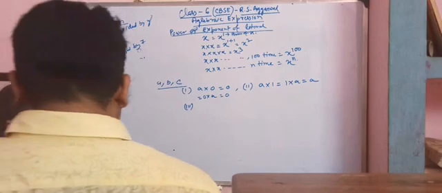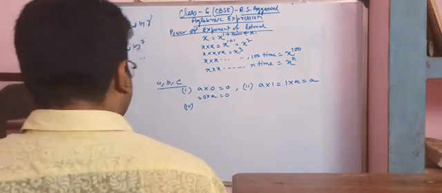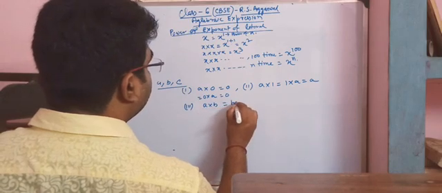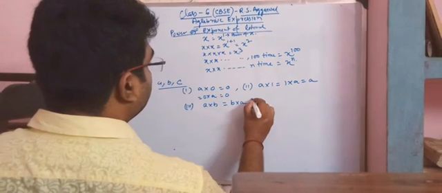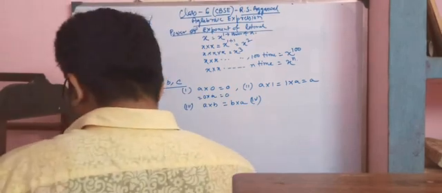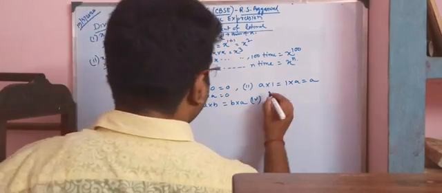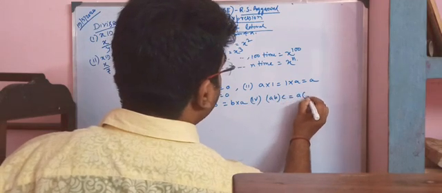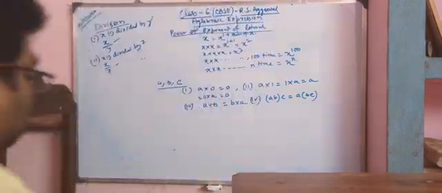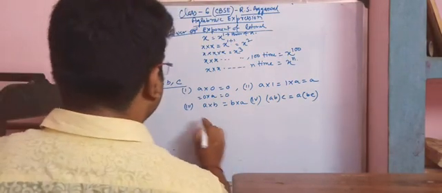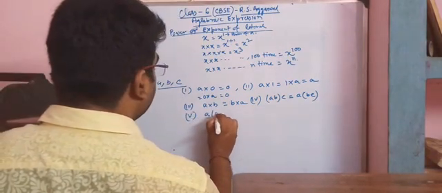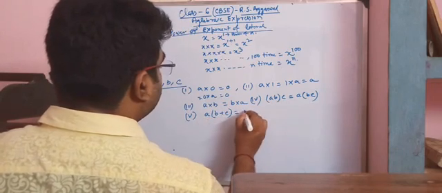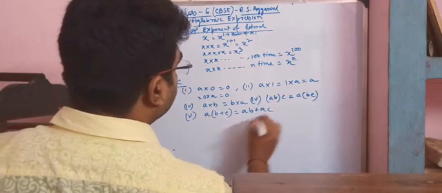If we take 3, if we take two literals A, B, that can be represented as B into A. Next, number 4. If we take 3 literals A, B into C, that can be expressed as A into B, C. And the last one, if we take A into B plus C, that can be expressed as AB plus AC. Okay.